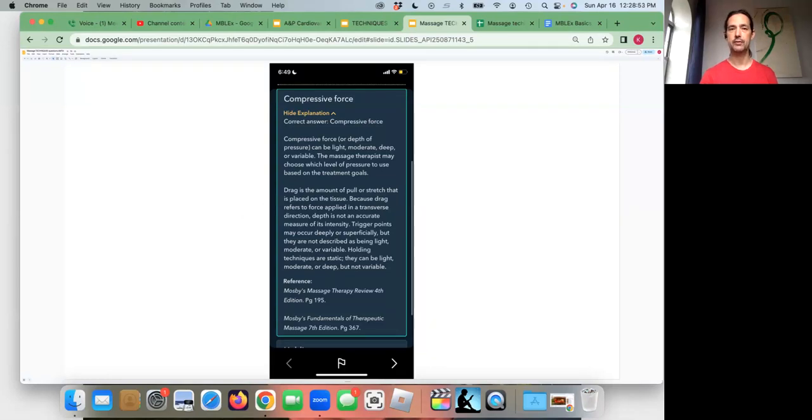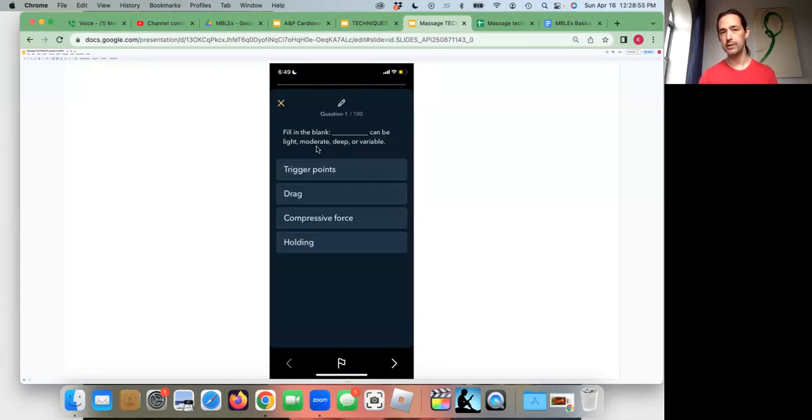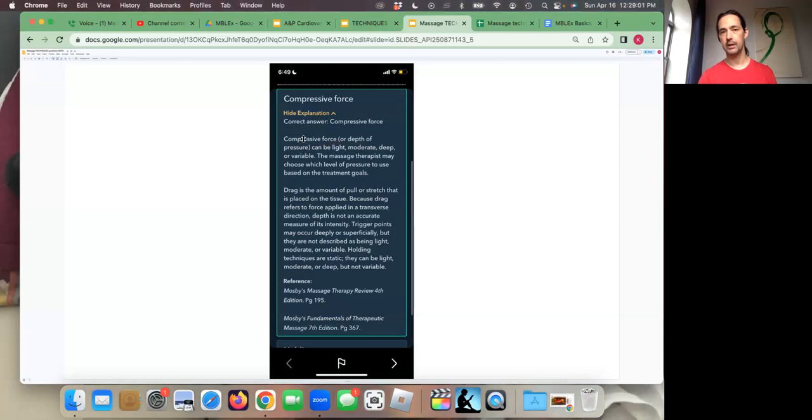Okay, so the answer for compressive force can be light. Yes, compressive force can be light, moderate, deep, or variable. Compressive force or depth of pressure can be light, moderate, deep, or variable. The massage therapist may choose which level of pressure to use based on the treatment goals. Drag is the amount of pull or stretch that is placed on the tissue, because drag refers to force applied in a transverse direction. Depth is not an accurate measure of its intensity. Trigger points may occur deeply or superficially, but they're not described as being light or moderate or variable.